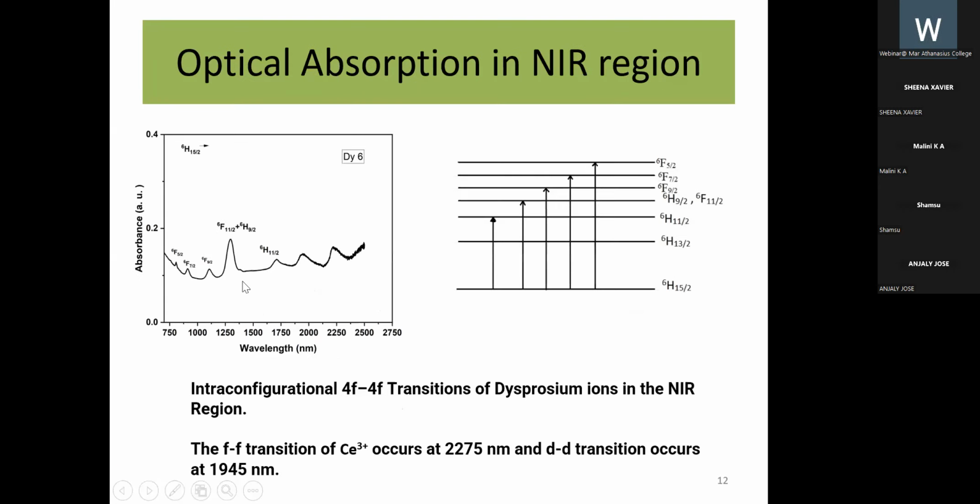This NIR region is enlarged, and we can see that for the dysprosium samples only, there are 4f transitions taking place. For this 4f transition, the schematic diagram is plotted here, and this additional peak seen here is the f-f transition of cerium 3+ at 2,275 nanometers, and d-d transitions of cerium 3+ at 1,945 nanometers.